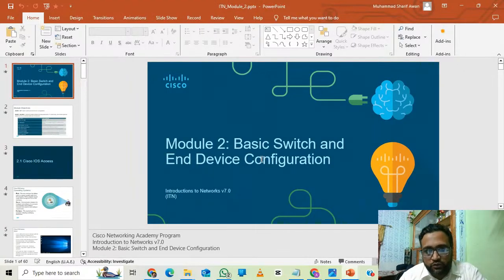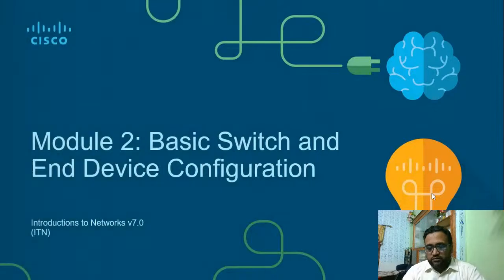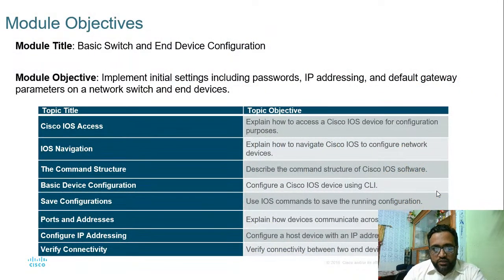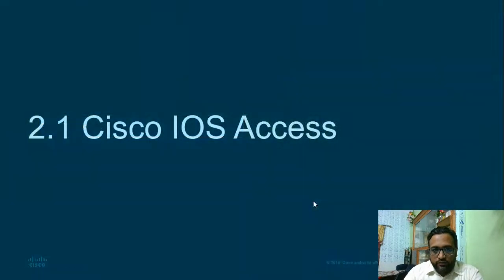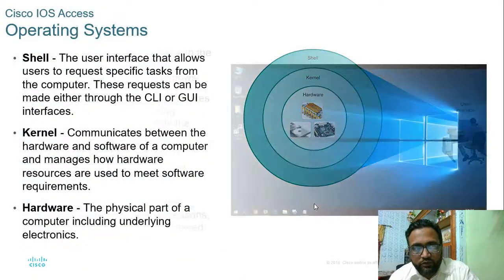This is the second module, in which we will discuss basic switch and end device configurations. If I zoom my screen, you can see the basic switch and end device configurations. We will cover how we can access a Cisco IOS device for configuration purposes, how to navigate between the different configuration modes, and how to configure a Cisco IOS device using CLI mode. All of these things will be covered in this module.